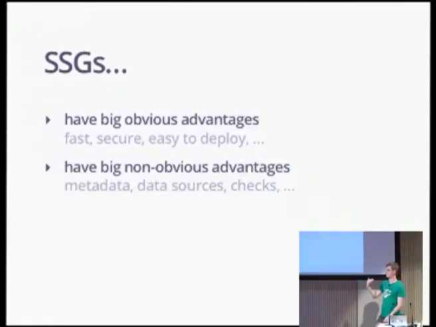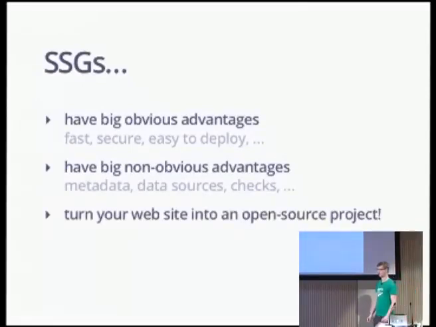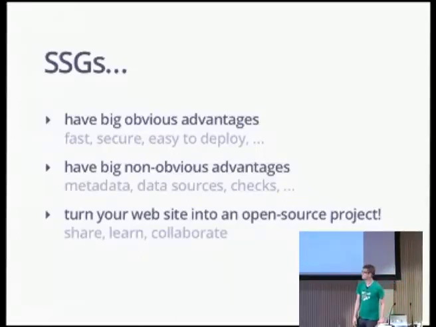Because you compile the site up front, you can use checks. The checks are validating HTML, CSS, internal links, etc. And with SSGs, you can turn your website into an open source project. For example, the GitHub developer site is open source. You can see the code, and when you have your own static site generator project, then you can share code with others, and you can learn from others because the source code is there, and you can collaborate with pull requests, for example, etc.